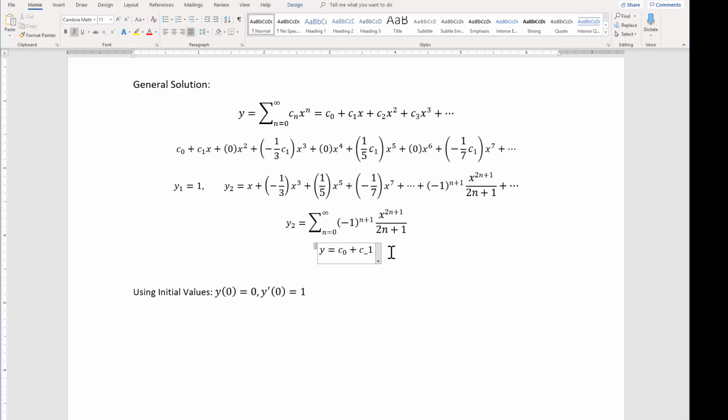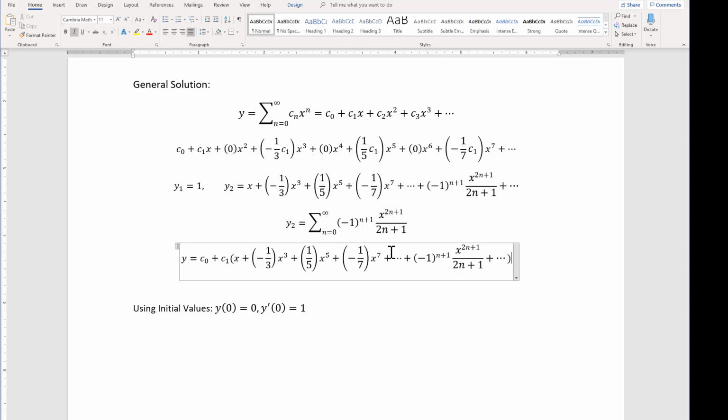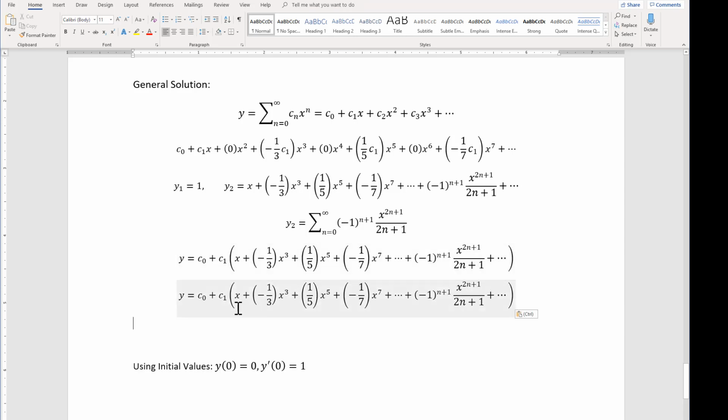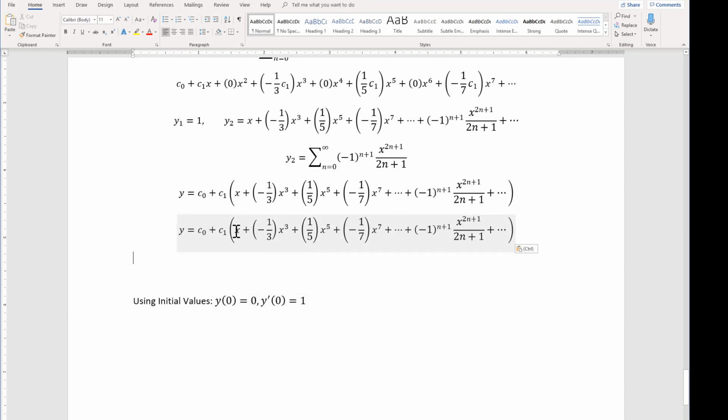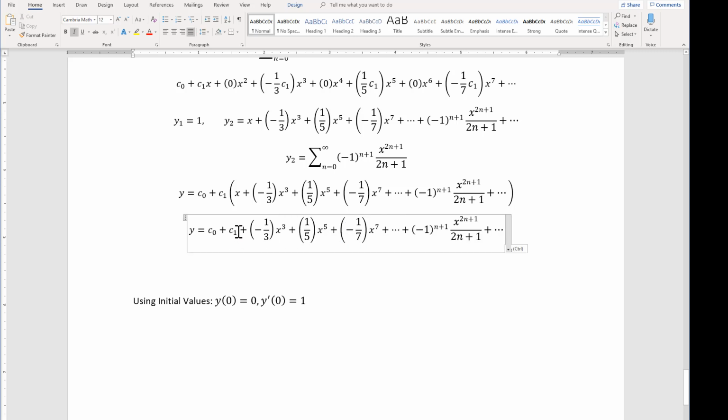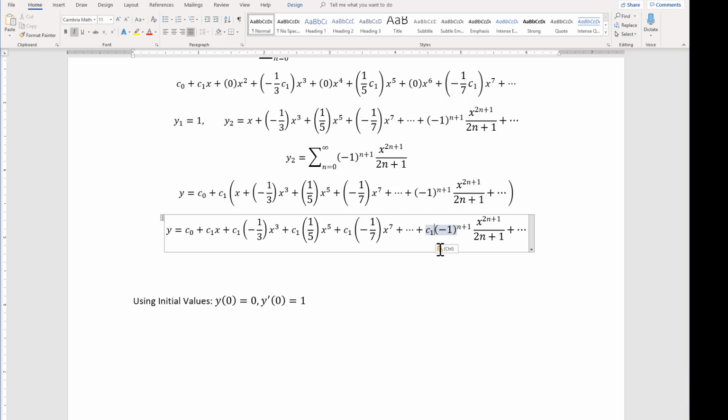So C sub 1 times the rest of these things. So you can imagine that each of these things are being multiplied by C sub 1. Let's actually do that, because when we play around with our initial conditions, that might be helpful to see. So each of these things, let's take out the parentheses. So C sub 1 times x, and then this thing times C sub 1, and this thing times C sub 1, etc. So this is what we have.